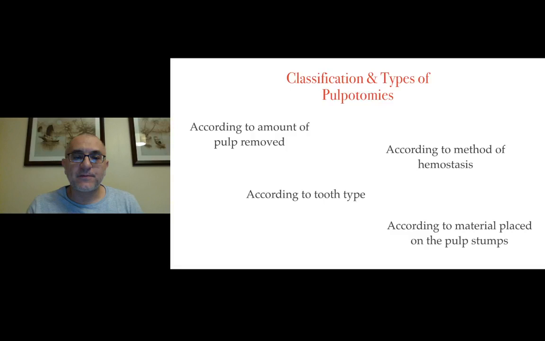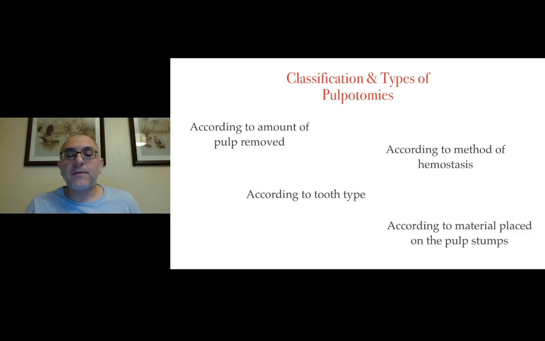Now, you can classify them many ways according to the method of hemostasis. You can classify them as regular pulpotomy or laser pulpotomy or electrocautery pulpotomy. That's how you maintain hemostasis. Or by the amount of pulp removed. It can be a miniature pulpotomy where you remove part of the coronal pulp, a full pulpotomy where you remove the pulp to the orifices, or a partial pulpectomy where you go into the canals and remove a portion of the pulp in the radicular portion of the root canals.